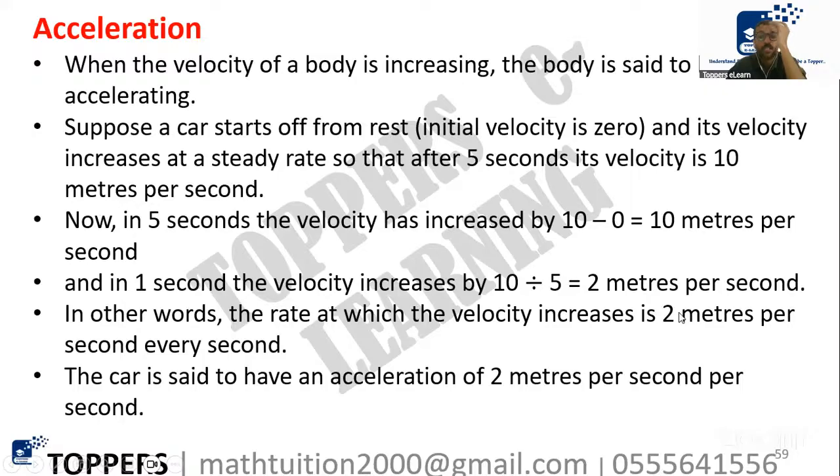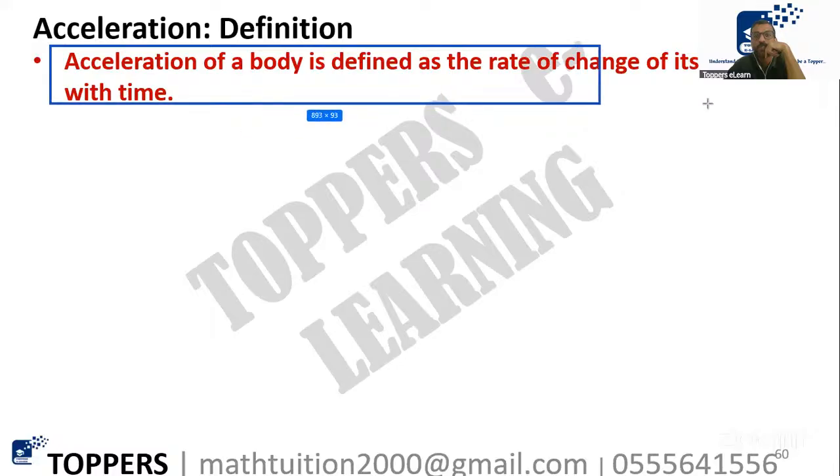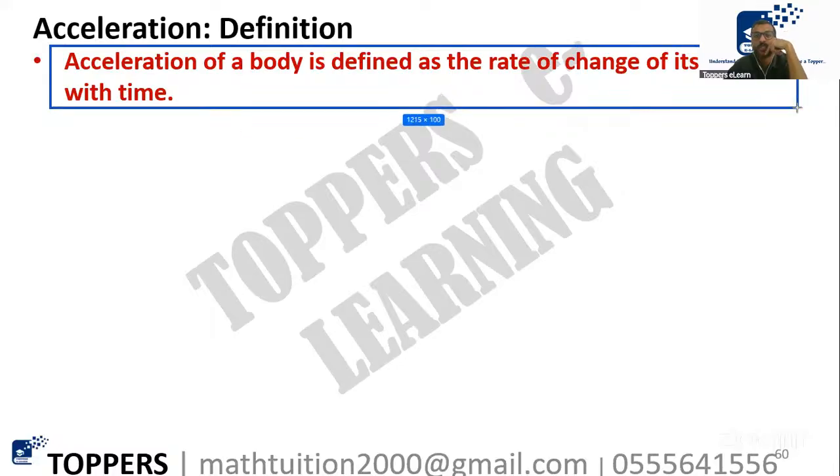Each second, there is a rate of change of velocity, right? So in short, we can give a definition for acceleration. What is the definition? Acceleration of a body is defined as the rate of change of its velocity with time. Rate of change of velocity with respect to time is known as acceleration.